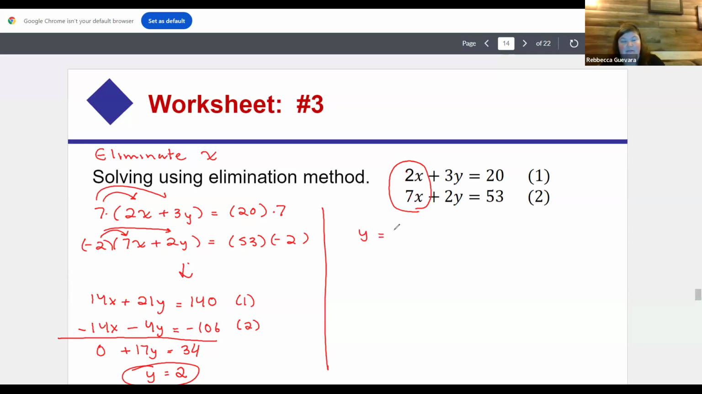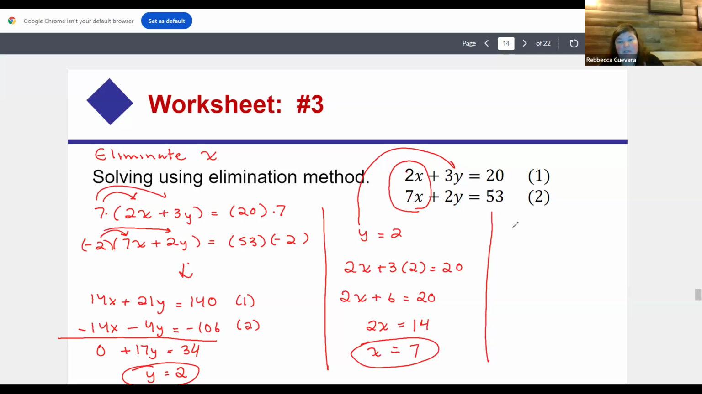So we already found out y should be 2. So just pick one of those equations and substitute the y for 2. So I picked number 1. I'm just substituting in here. So as I solve for x, what we should find is that we're going to end up with x being 7.